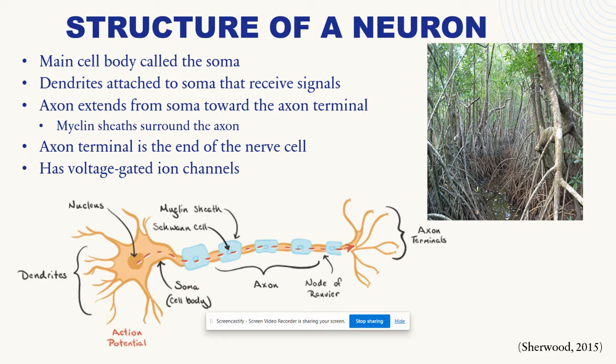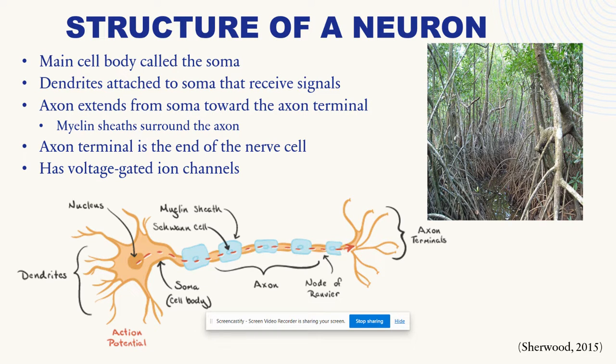A neuron consists of a main cell body called the soma with dendrites that are going to receive signals, these long branch-like structures coming off of that main cell body. It also consists of a long axon or trunk covered in myelin sheaths that are going to actually help insulate the axon and help send signals to the other end of the cell. The opposite end of the cell is going to be called the axon terminal.